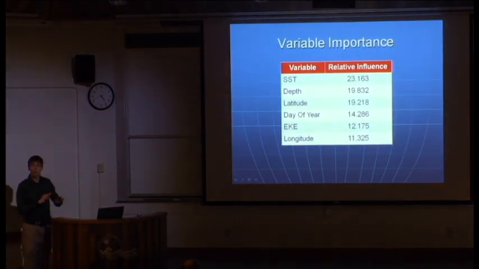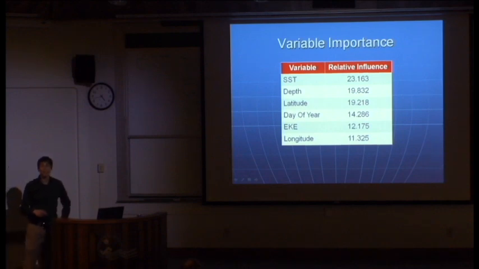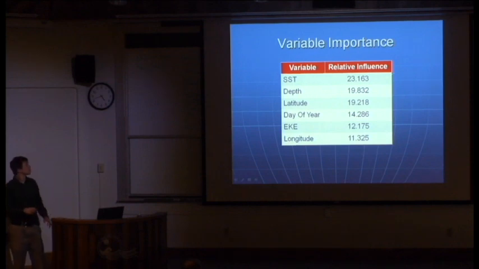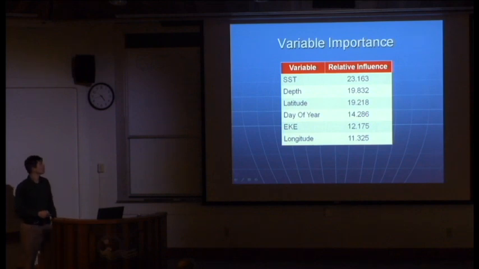Okay, so I won't bore you with the methods. Again, if we apply the BRTs to this, and we look at variable importance for the leatherbacks, it turns out that sea surface temperature is the most important, followed by depth, latitude, then day of year, and eddy kinetic energy. So again, they seem to be following dynamic oceanic features. Sea surface temperature, eddy kinetic energy, and then day of year is also something that's changing over time. And so we can't have static maps to describe the distribution of the leatherbacks.